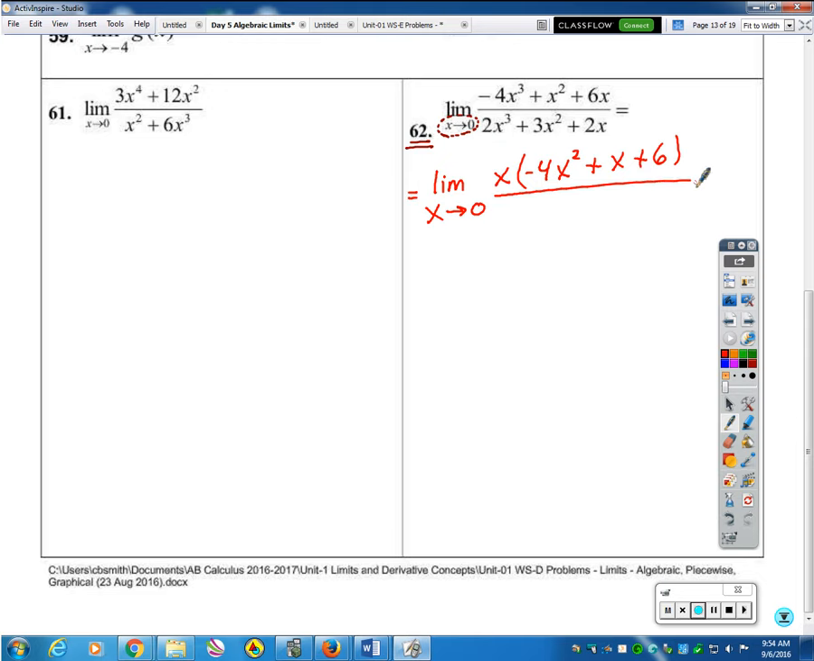Oh, keep going, Oakley. And then on the bottom, you can factor out an x also. Perfect. Somebody else? Go ahead. Any questions? Good? Perfect. The x is divided to make 1.